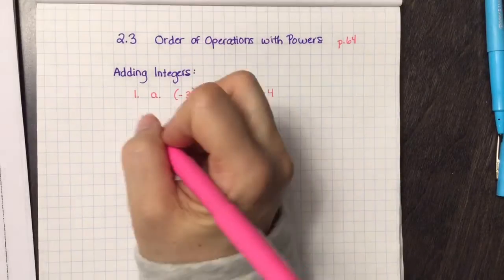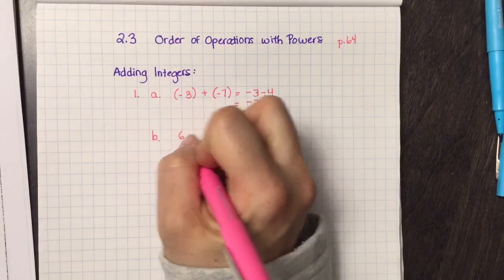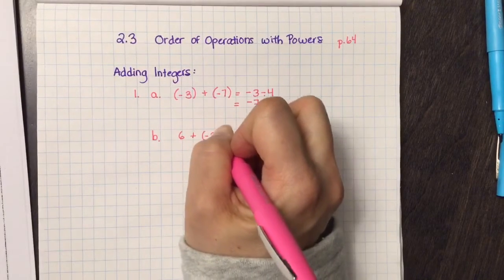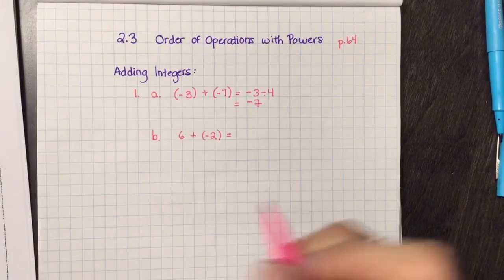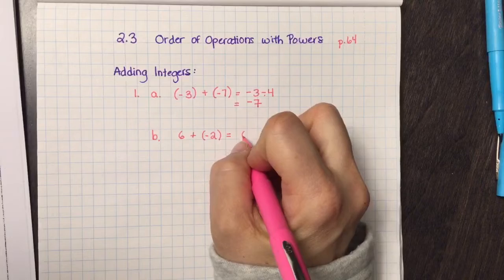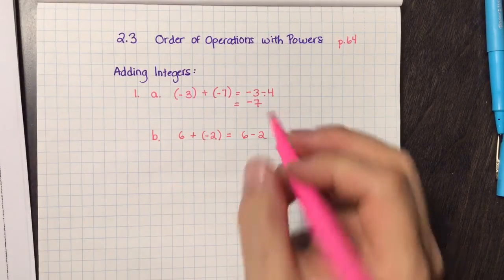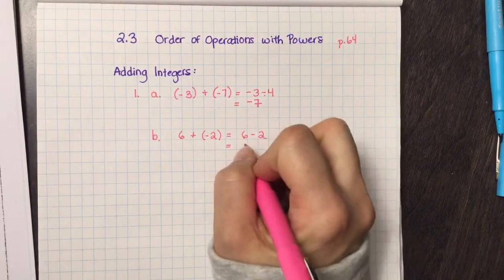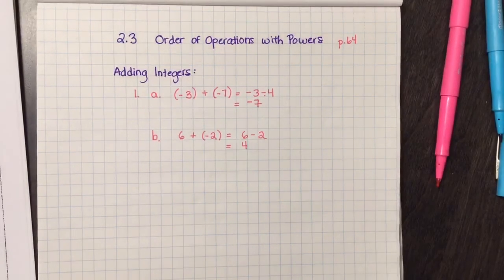Right on, excellent. And then if I look at B, we have 6 plus -2. If I want to solve this, and we're adding two integers together, that would be the same thing as saying 6 minus 2, because a positive times a negative is a negative. 6 minus 2, 4. That is just quickly checking that we can add integers, and now we'll take a look at subtracting.